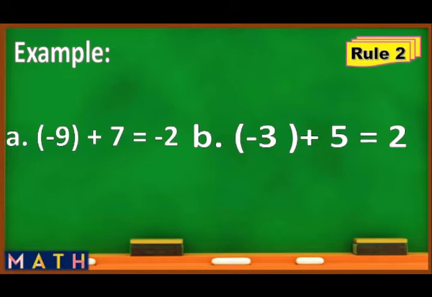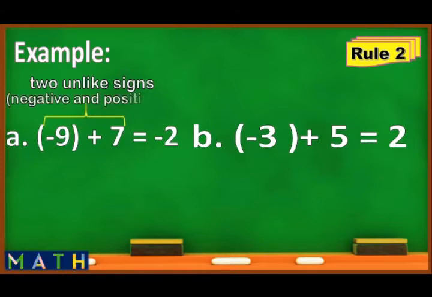How does it happen? What are your observations? Well, here are some of the observations. The two integers negative 9 and positive 7 have unlike signs. The first addend has a negative sign while the second addend has the positive sign. For the second observation, the sum is negative 2.